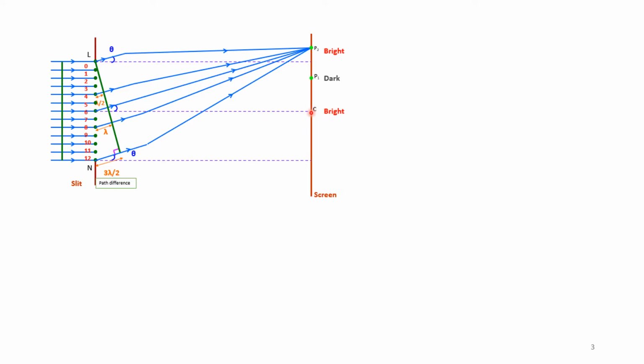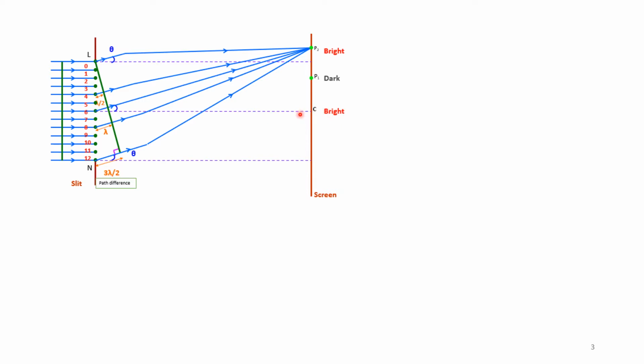C is the central part of the screen, all rays will go and converge on C, and a bright spot is formed at C, that is the center of the screen, and here central maxima will occur, and I will be maximum, and there will be brightness.